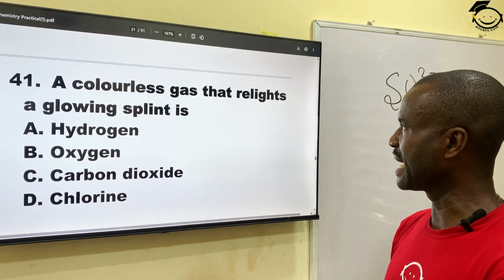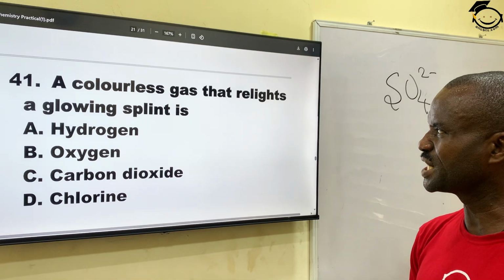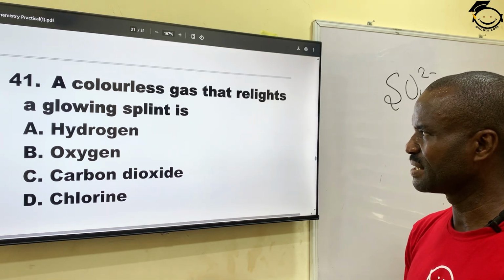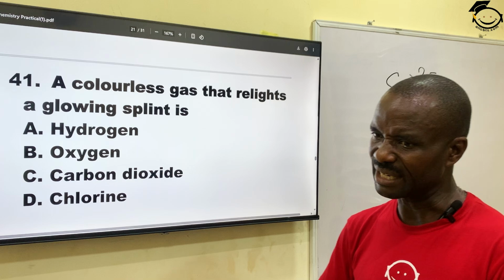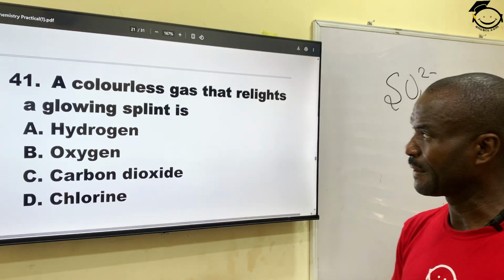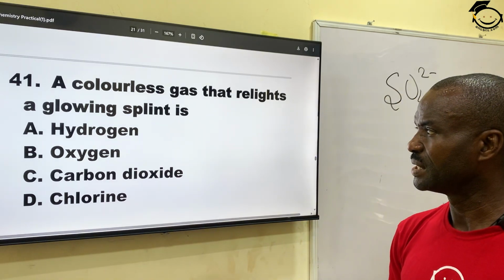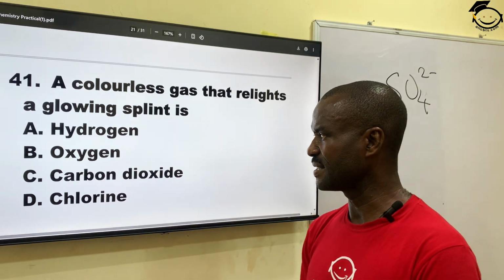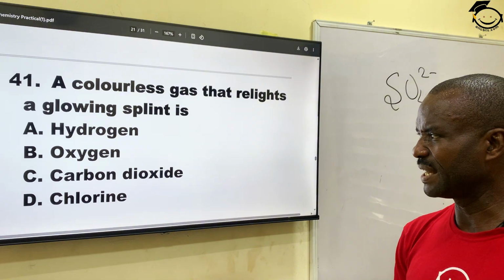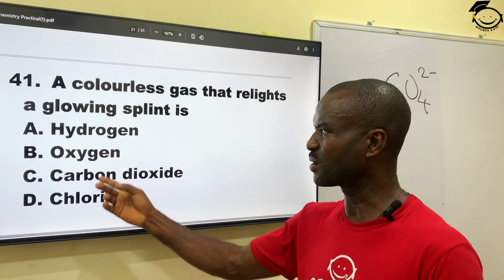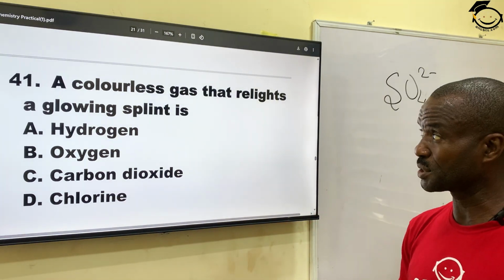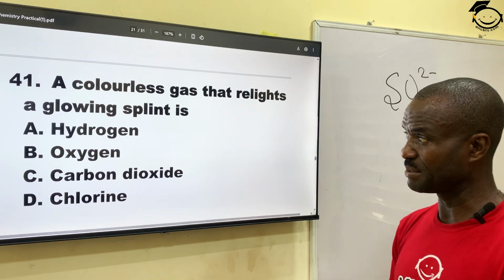Question 41. A colorless gas that relights a glowing splint, that is a gas that relights a glowing splint and at the same time colorless, is A, hydrogen. B, oxygen. C, carbon dioxide. And then D, chlorine. Only oxygen will relight a glowing splint. So the correct answer is B.